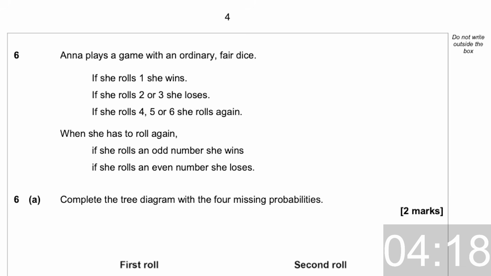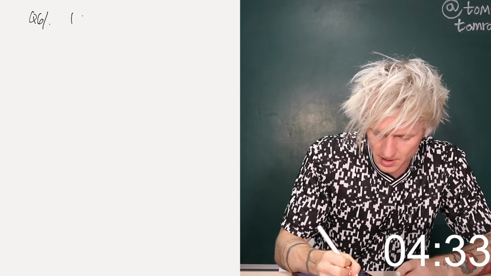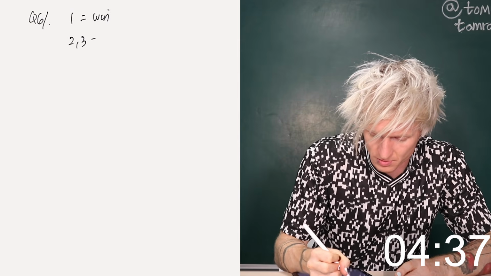Question 6. Anna plays a game with an ordinary fair dice. Oh, you have to think a bit more for this one. If she rolls 1, she wins. If she rolls 2 or 3, she loses. Okay, so let's write this down. Question 6. Okay, so 1 equals win. 2 or 3 equals lose.